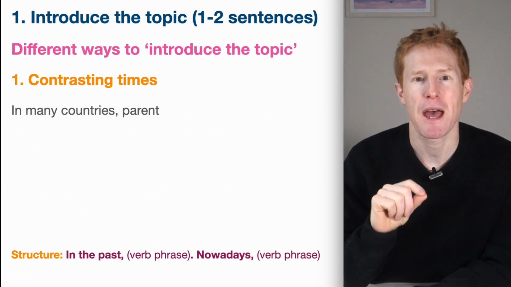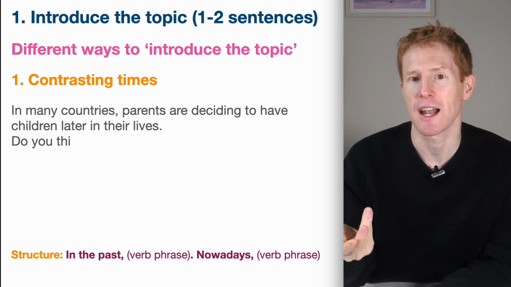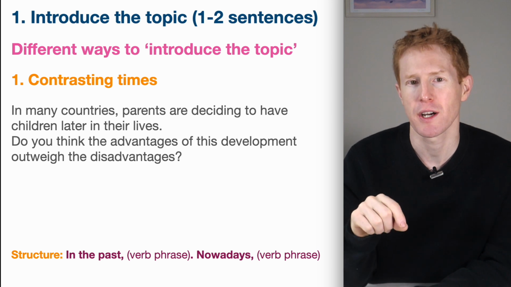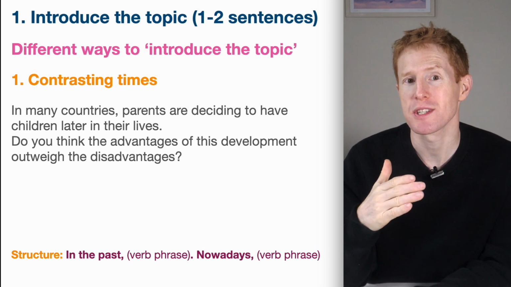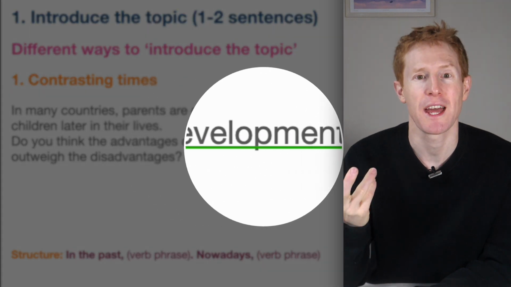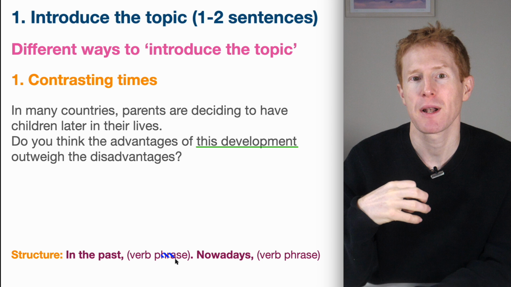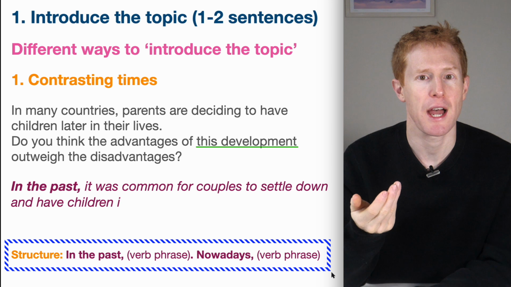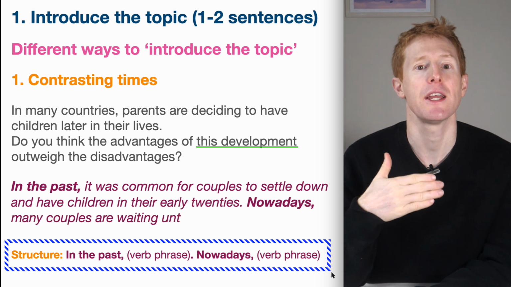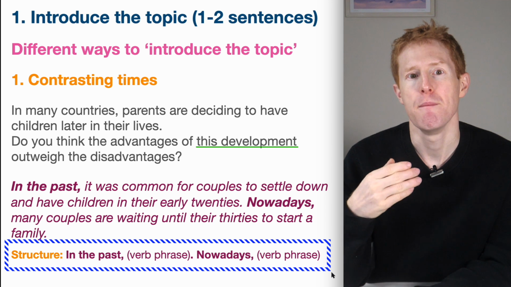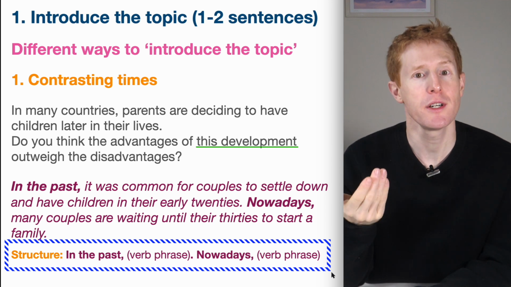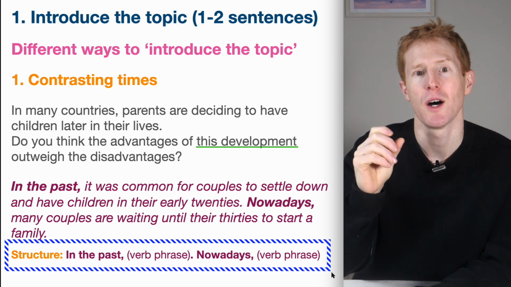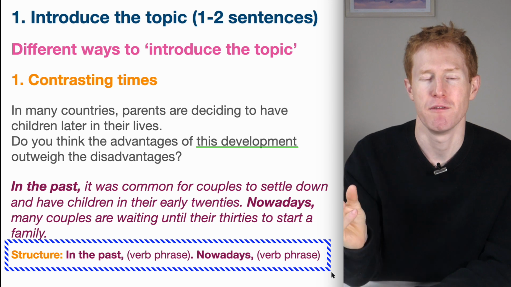In many countries, parents are deciding to have children later in their lives. Do you think the advantages of this development outweigh the disadvantages? Okay, did you spot development? We have it again. So we can use our template introduction structure. In the past, it was common for couples to settle down and have children in their early 20s. Nowadays, many couples are waiting until their 30s to start a family. So again, we have in the past, comma, a verb phrase, nowadays, comma, verb phrase.